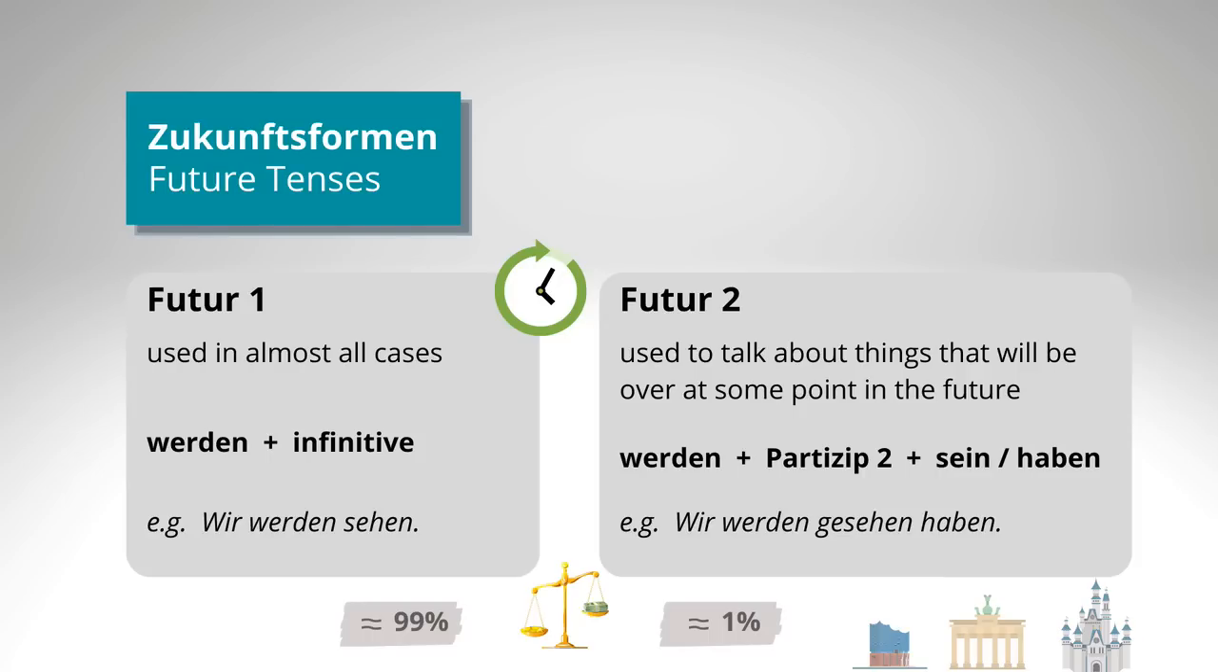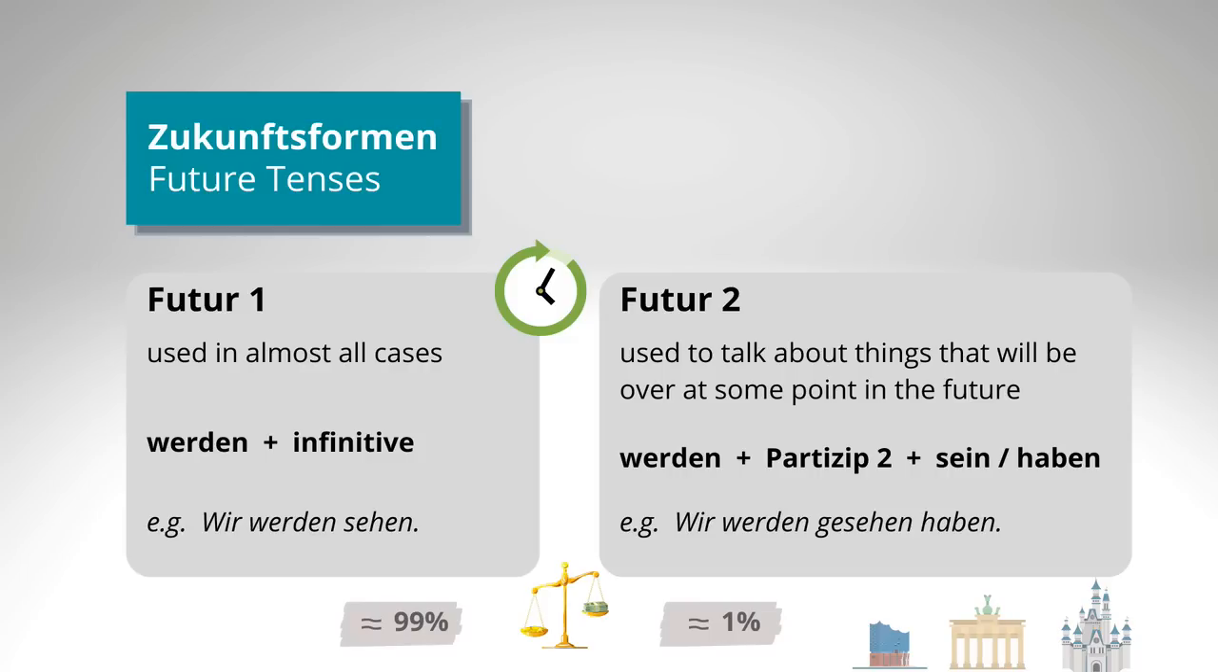and it's used to talk about things that will be over at some point in the future. For example, wir werden gesehen haben. We will have seen. You see, this is something that is pretty rarely used. But this shows you how important the Futur 1 is, because we use it in almost 99% of all cases when we talk about the future.